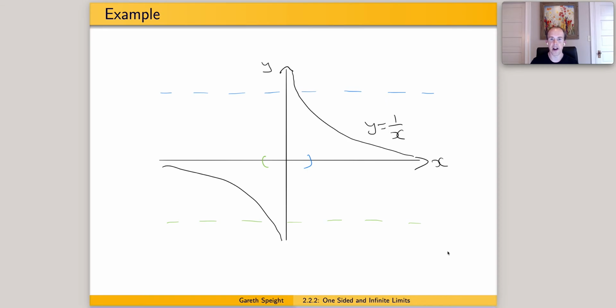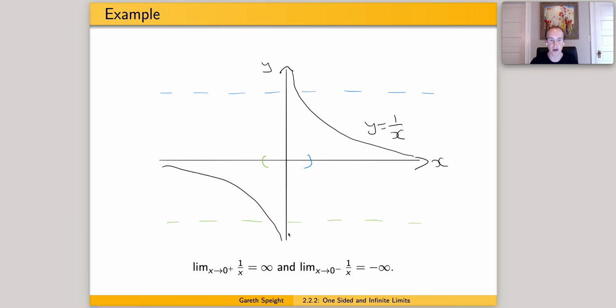Okay, but what about 1 over x? Why did I pick 1 over x squared? So 1 over x is a little bit more complicated. So here is the graph of 1 over x. Remember, right, if x is close to 0 and positive, then 1 over x is very large. But if x is close to 0 and negative, then 1 over x is very large negative, so the graph goes down.